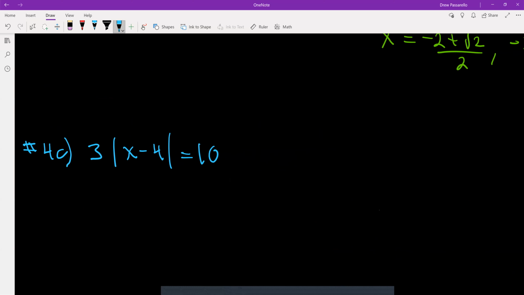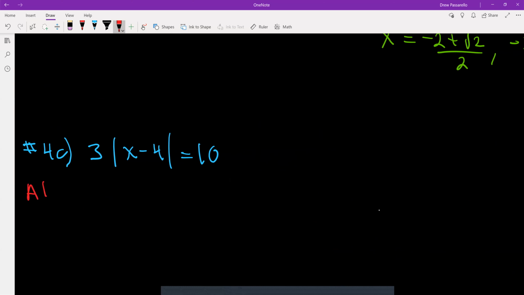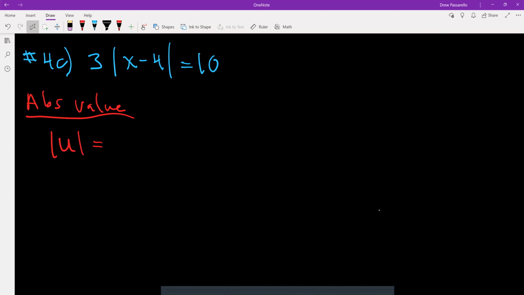All right, so one thing you have to know for absolute value: you have the absolute value of u, and that's equal to two scenarios. It's going to equal u itself if the quantity is greater than or equal to 0, or it's going to equal negative u if the quantity u is less than 0. All right, so I'm going to use this definition in this problem.